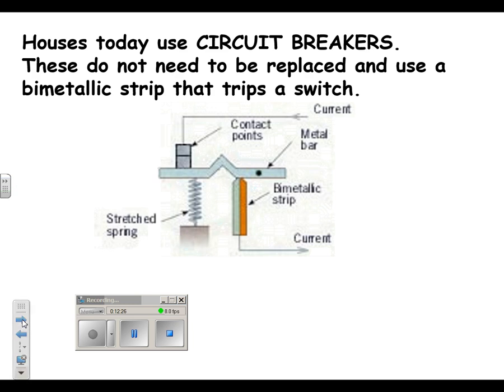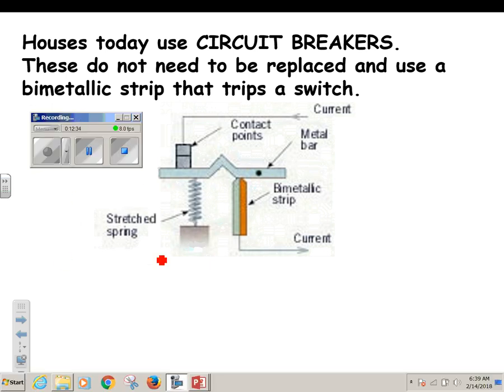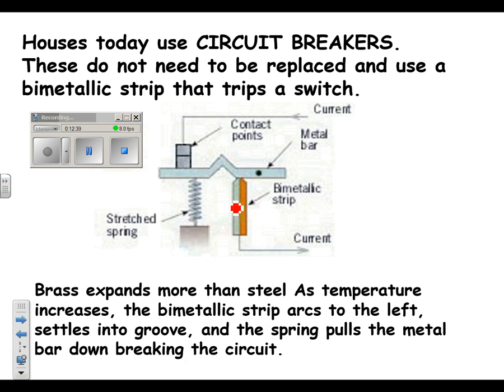Houses use circuit breakers instead of fuses, so these don't have to be replaced. But what they have is something called a bimetallic strip. The bimetallic strip actually heats up, and one side heats up faster than the other. This is actually brass and steel. The brass is going to expand more than the steel will when it heats up, so it'll actually bend over. As it bends over into that little location right there, that spring is going to pop, and it'll flip your circuit breaker.